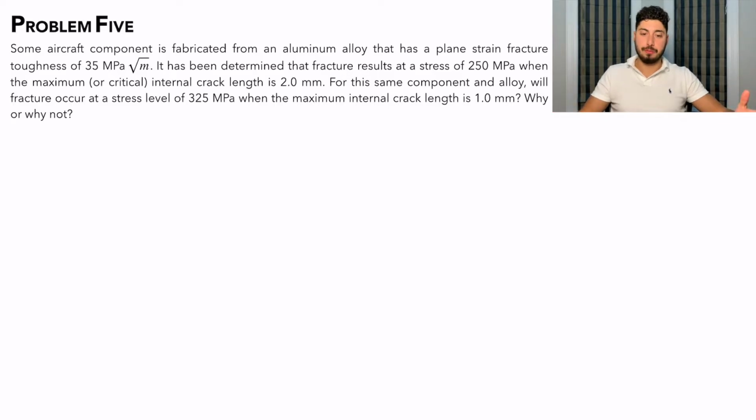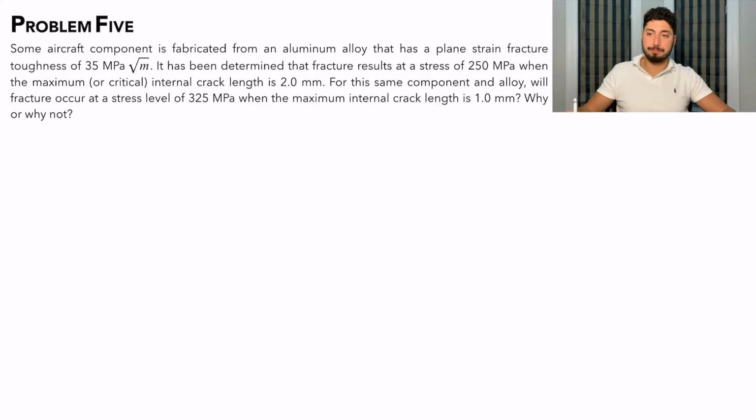Now let's move on to our 5th problem. So our 5th problem says, some aircraft component is fabricated from an aluminum alloy that has a plane strain fracture toughness of 35 megapascals per root meter. It has been determined that the fracture results at a stress of 250 megapascals when a maximum or critical internal crack length is 2 millimeters. For the same component or alloy, will fracture occur at a stress level of 325 megapascals when the maximum internal crack length is 1 millimeter?